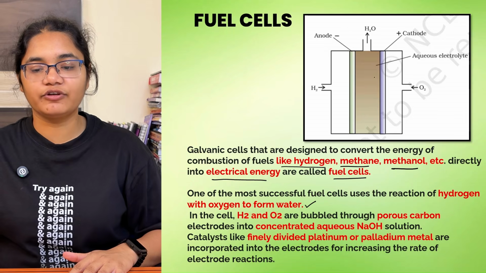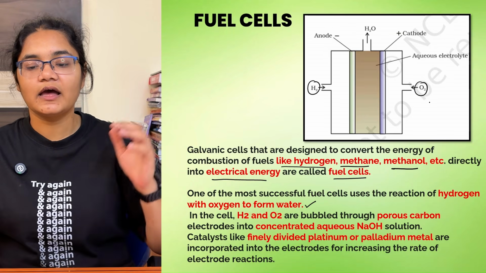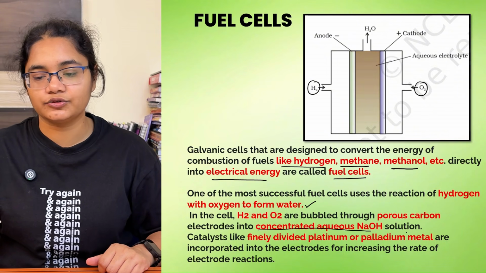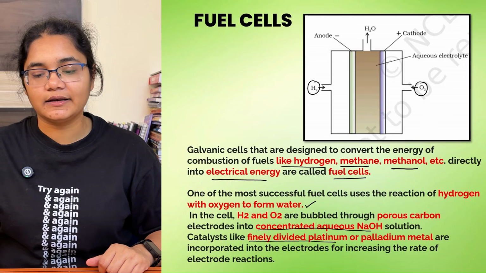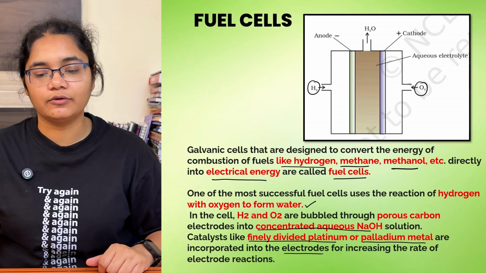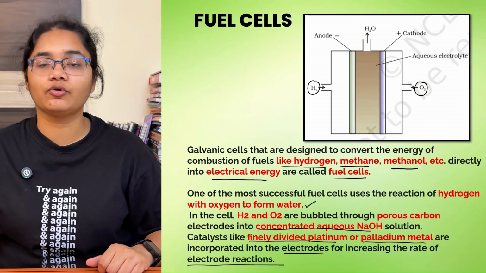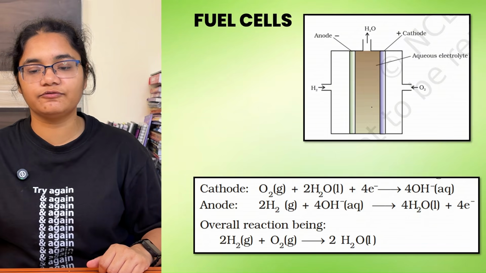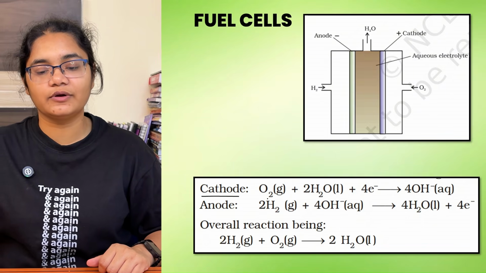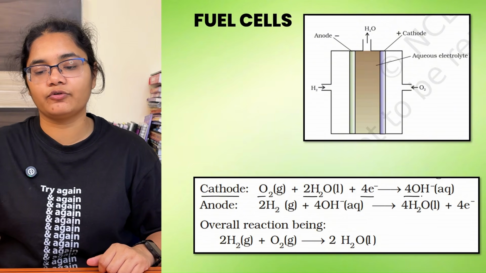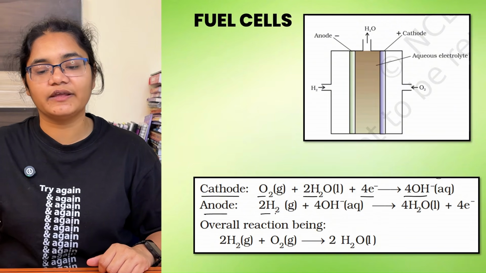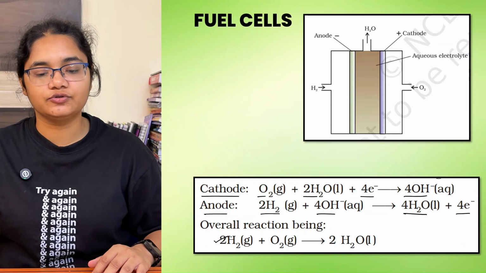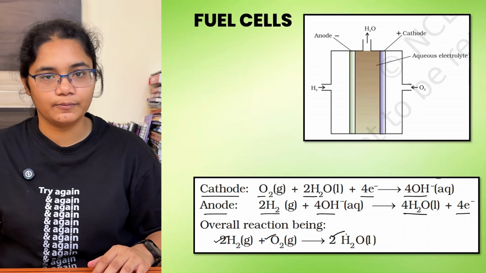In this, what happens, hydrogen and oxygen are bubbled through porous carbon electrodes into concentrated aqueous NaOH solution. Catalysts like finely divided platinum or palladium metal are incorporated into the electrodes for increasing the rate of the electrode reactions. So you can see here this is the reaction of the fuel cell, and you can write down the equations also. Cathode: O2 plus 2 H2O plus 4 electrons gives 4 OH minus, and for the anode we have H2 plus 4 OH minus gives 4 H2O plus 4 electrons, and the overall reaction is 2 H2 plus O2 gives 2 H2O.